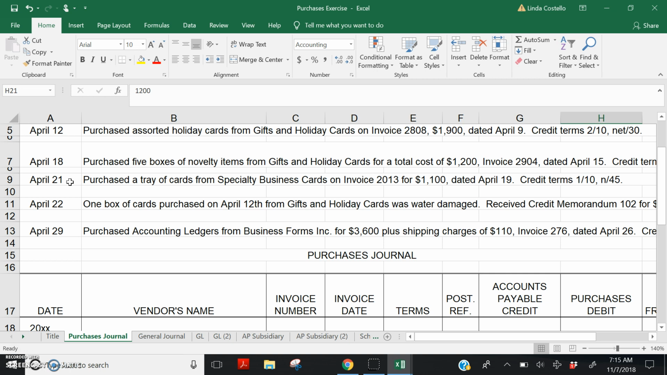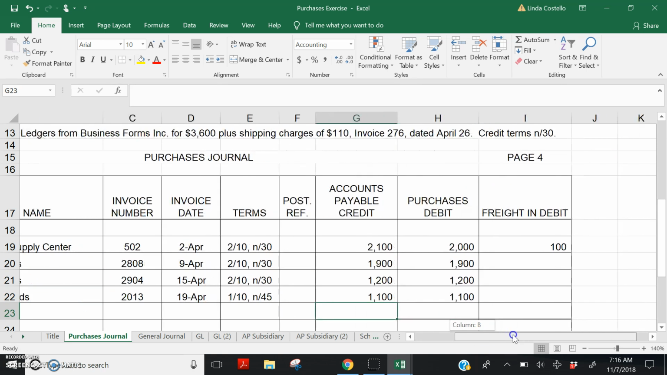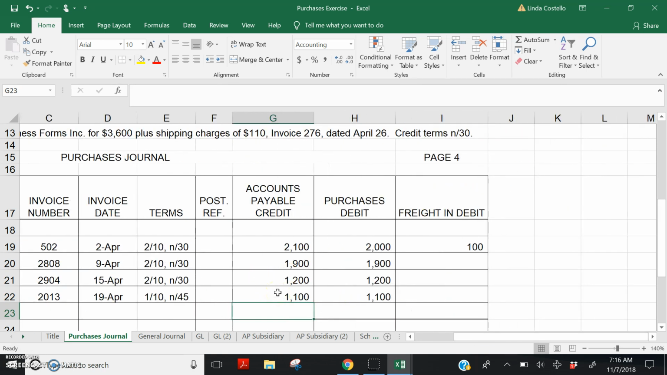Why don't you pause the video and record this transaction on the purchase journal? When you're finished, start the video again to check your answer. Let's see if you got it right. April 21st, Specialty Business Cards, invoice number 2013, dated April 19th, terms $110 net 45, credit accounts payable $1,100, debit purchases $1,100.